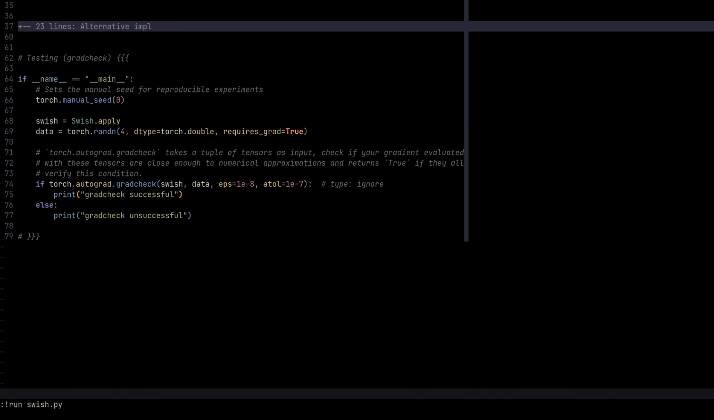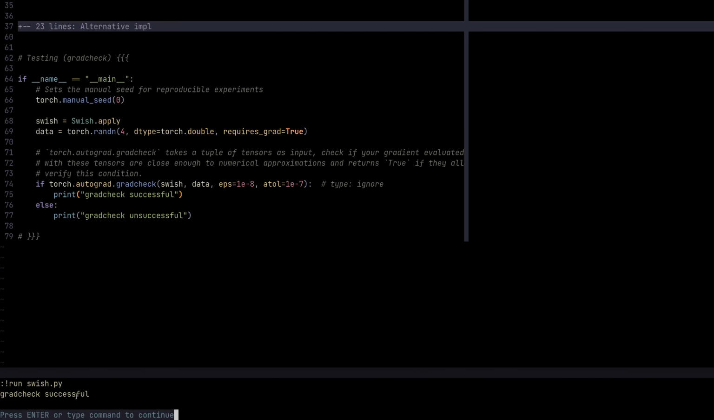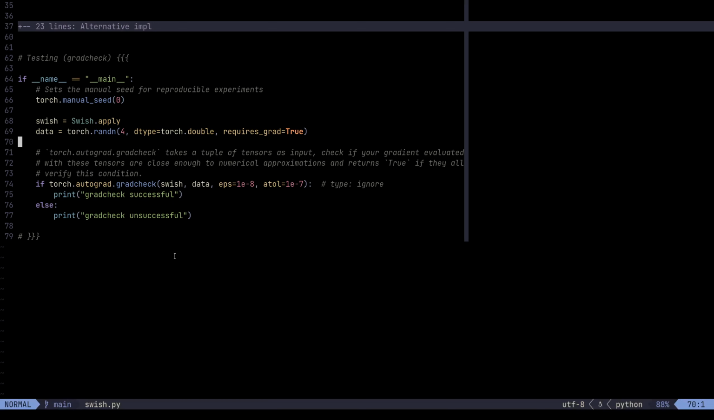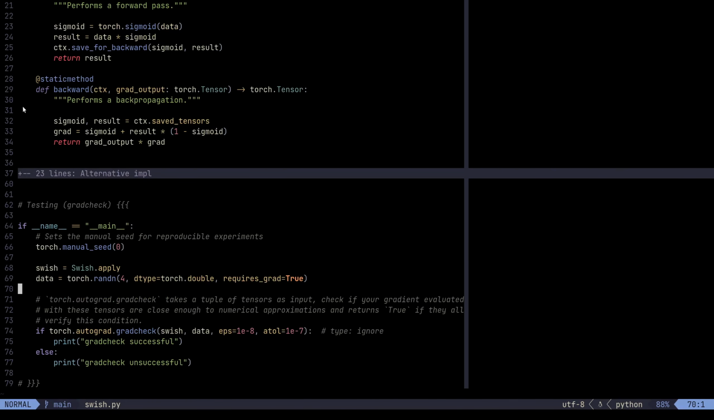But let's run this now. And there it is. Grad check was successful. So grad check successful, that's awesome. That means that our implementation was good. Of course, we would have to have a lot more tests to truly verify that that's the case. But for a simple test, this is going to suffice.